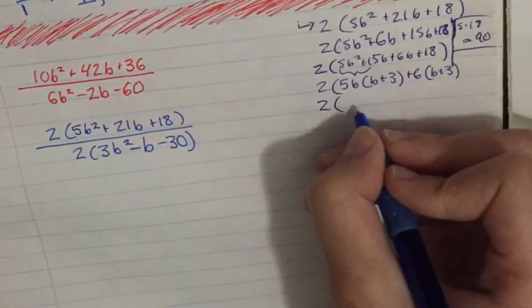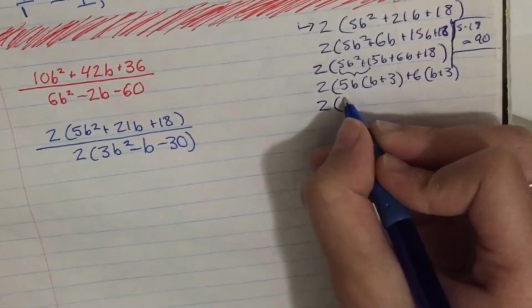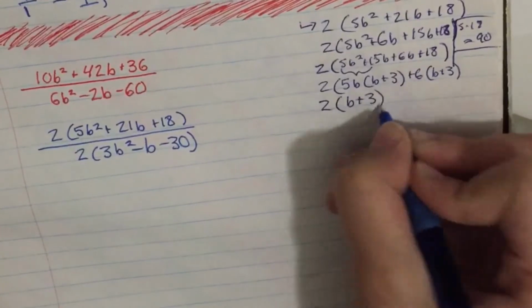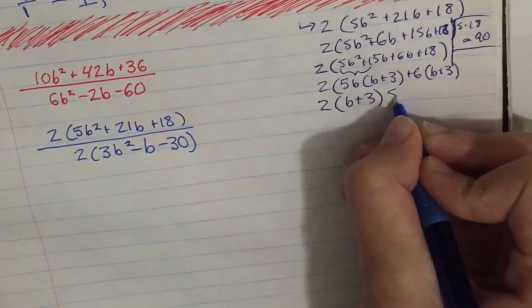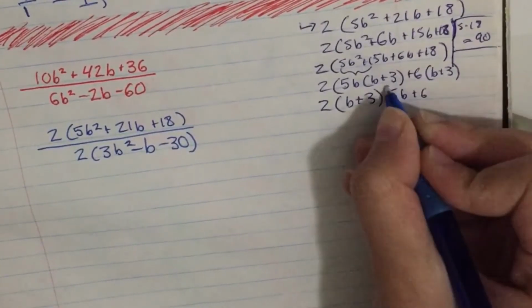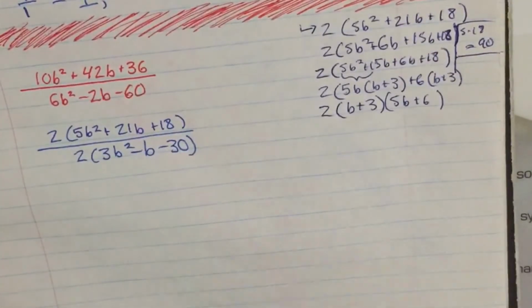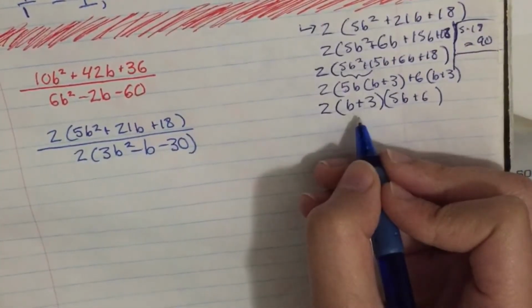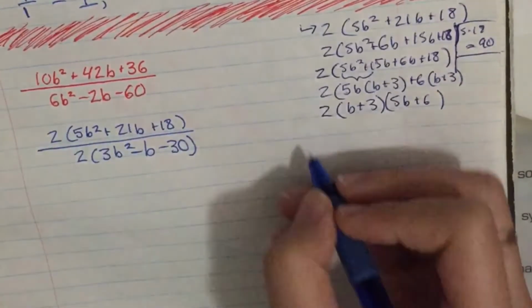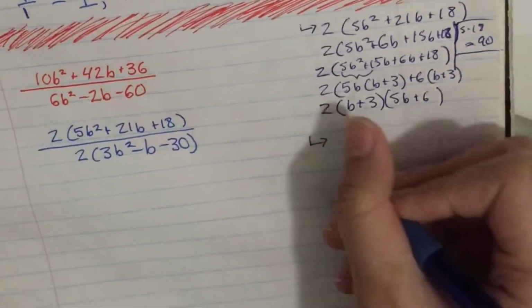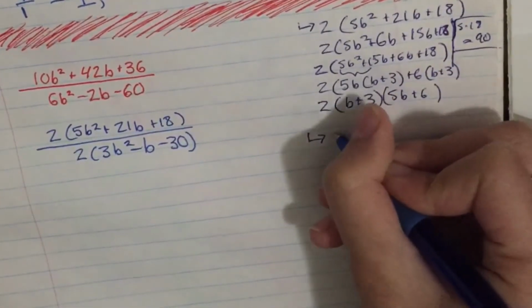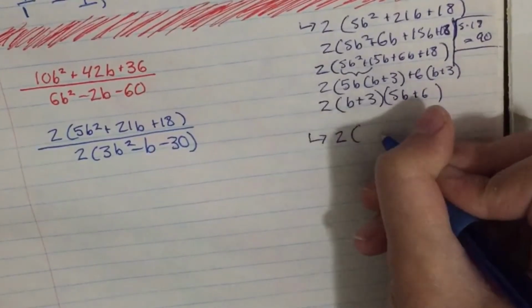Next step is that we write our different values. We write b plus 3 and then 5b plus 6. Okay. Now this is in factored form, it's ready to go back into the equation. But we have to deal with the denominator. So for the denominator, all we have to do is multiply 2 times.